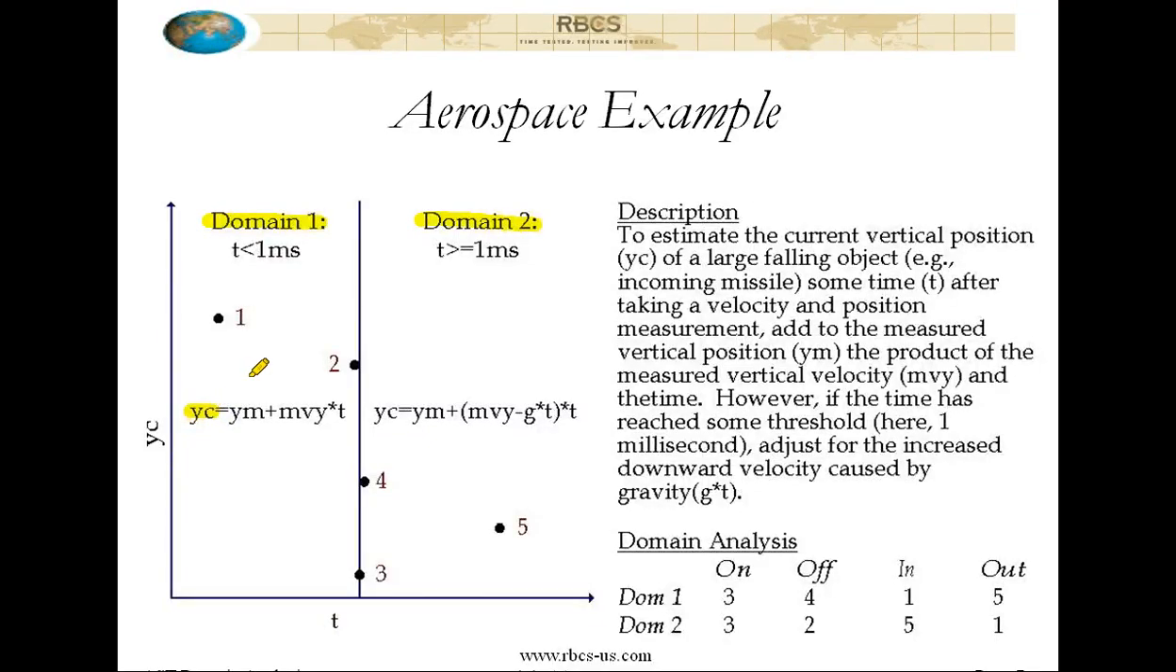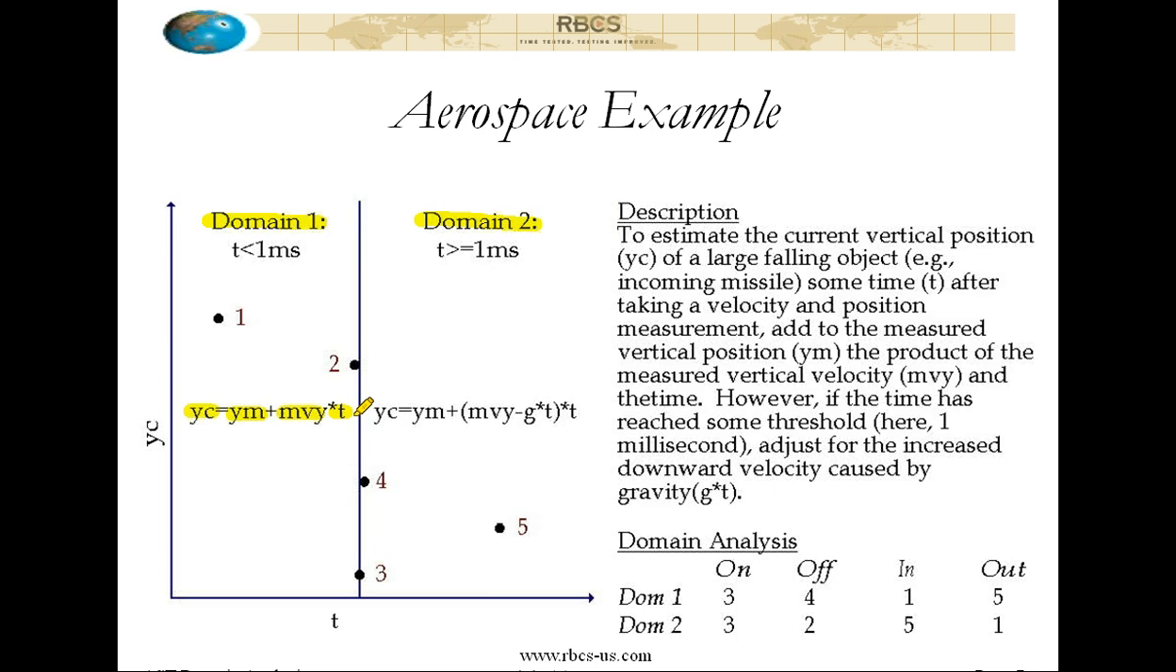The vertical position above the ground is going to be whatever the measured position was when we bounced the radar off of it, plus the measured vertical velocity, which you can also measure with the radar using the Doppler shift, times the time that has passed since we took the measurement. And we've got three factors there that are going to interact to calculate a fourth factor, right?